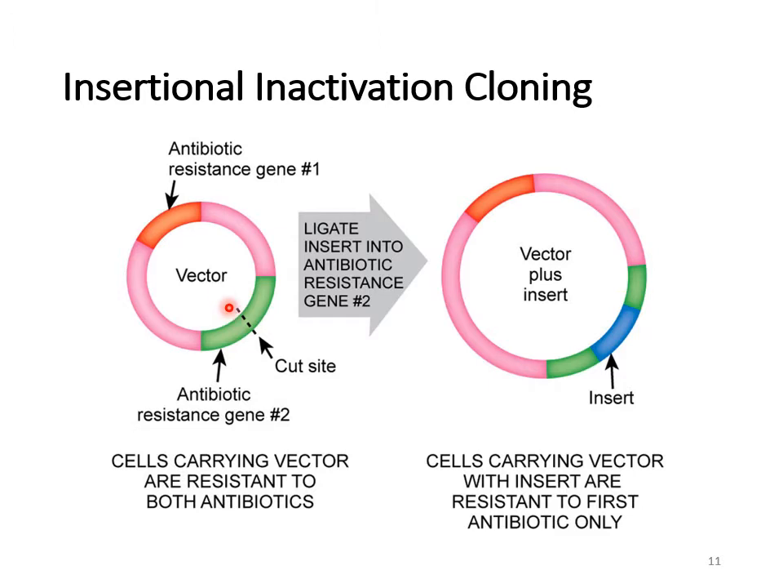Now, if you successfully cut open this vector and insert a gene, well, what do you notice? That gene just destroyed the kanamycin resistance. Okay, so any bacteria that has a plasmid that simply religated on itself and never took in a gene, they'll still have AMP and kanamycin resistance. If, however, it took in the new gene, it'll have AMP still working, but it will not be kanamycin resistant.